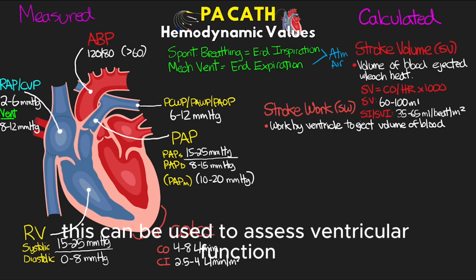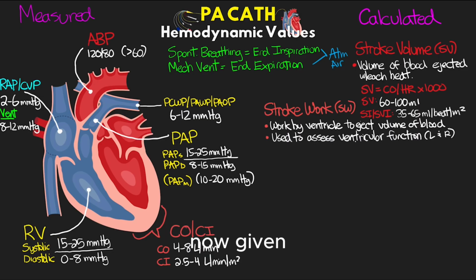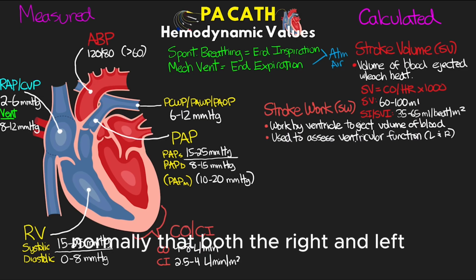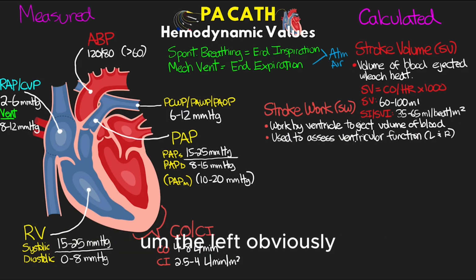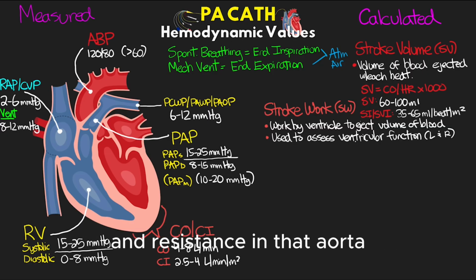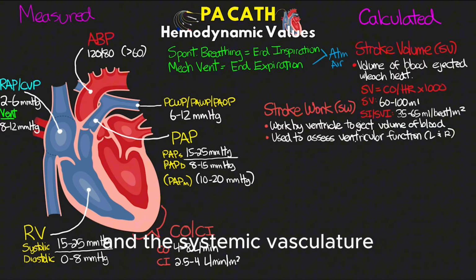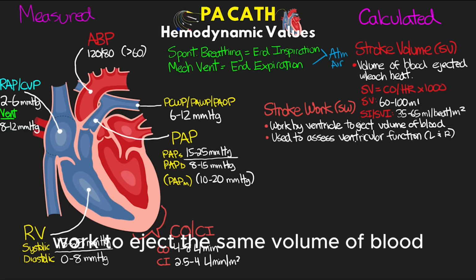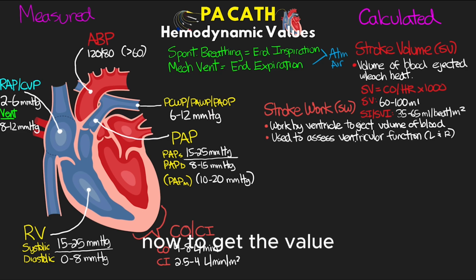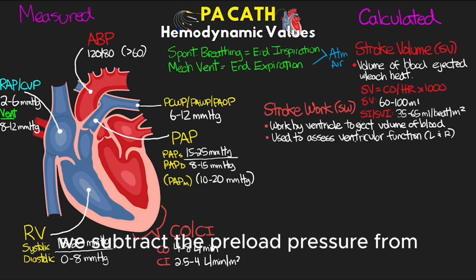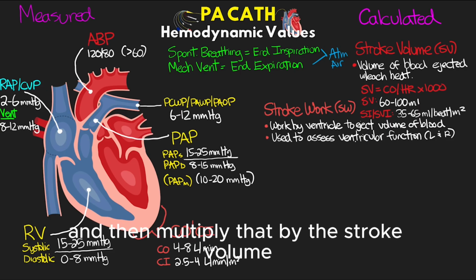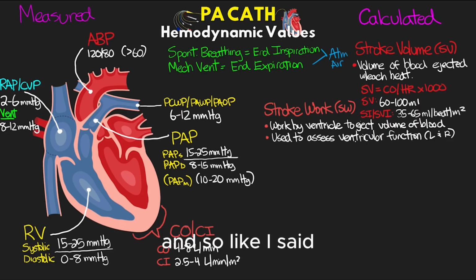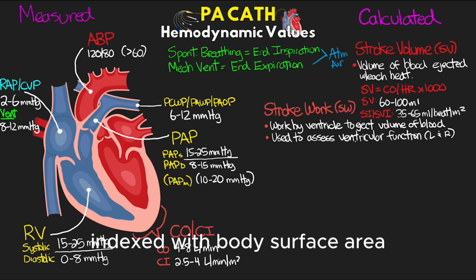So basically, this can be used to assess ventricular function for both the left and the right side of the heart. Now, given normally that both the right and left pump the same amount of blood, the left obviously has to overcome higher pressures and resistance in that aorta and the systemic vasculature, and thus it has a larger chamber and it really does more work to eject the same volume of blood. Now, to get the value, we subtract the preload pressure from the mean vascular pressure and then multiply that by the stroke volume. And so, like I said, we can calculate it out for both the right and the left heart, and then both of those can be indexed with body surface area.